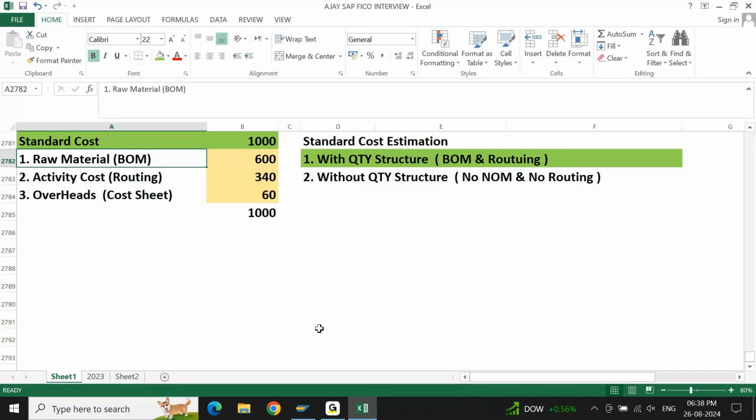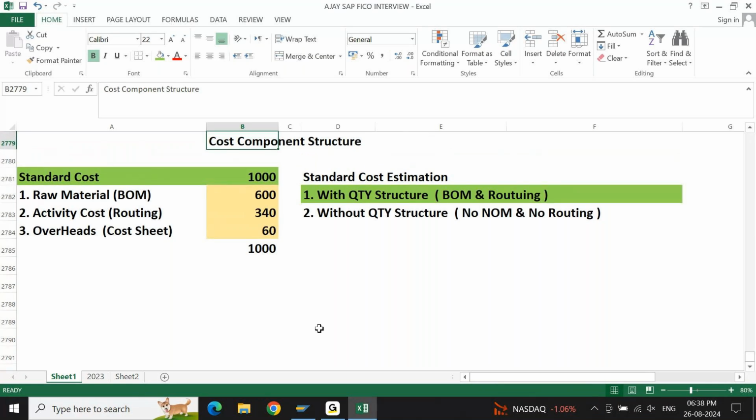Is it giving you what are the raw materials? No, sir. Is it giving what are the activities? No, sir. Is it giving what are the overheads? No, sir. If you need further breakup of your RM cost 600, further breakup of activity cost 340, further breakup of overhead 60, then what do you need? Cost component structure. You will require cost component structure.